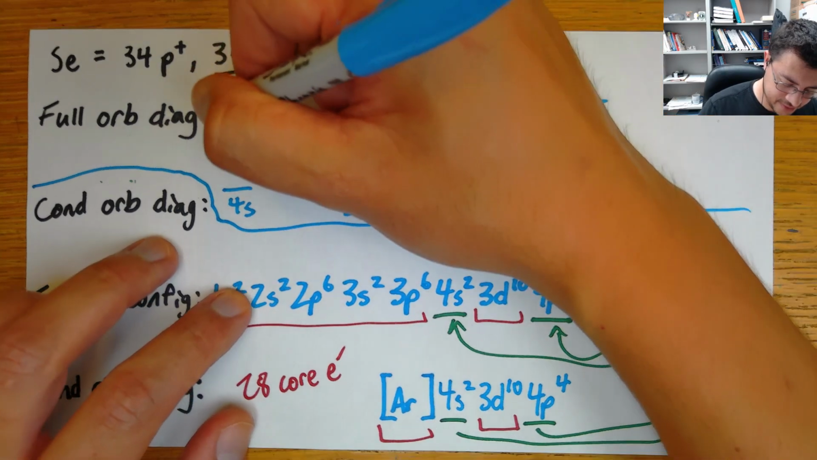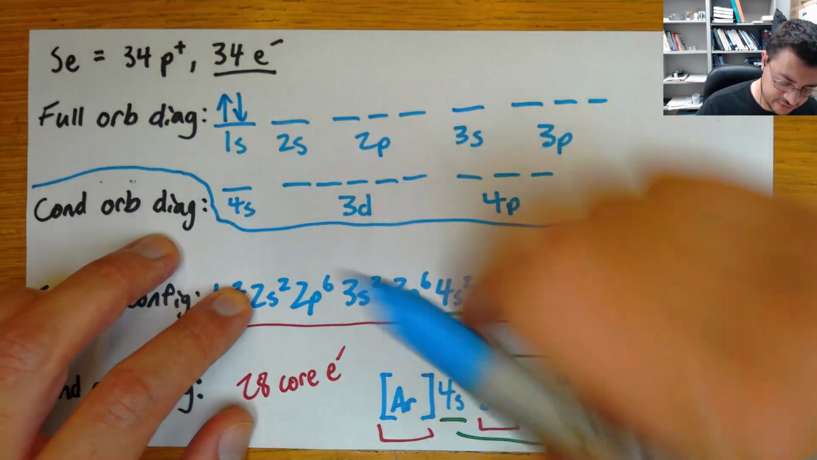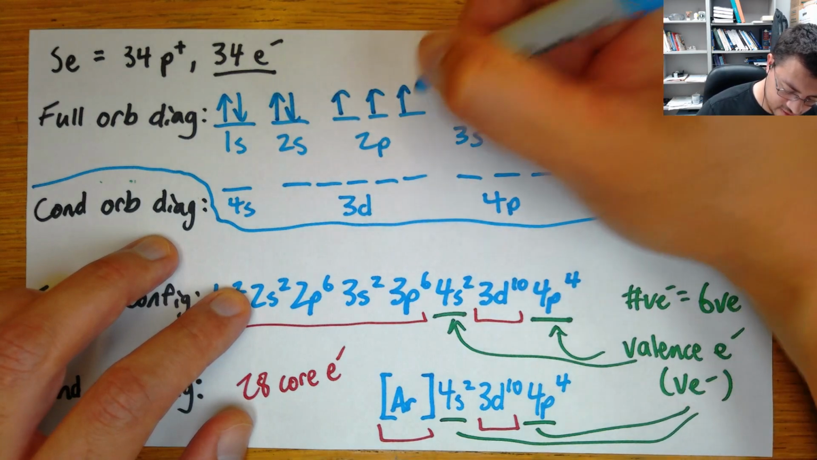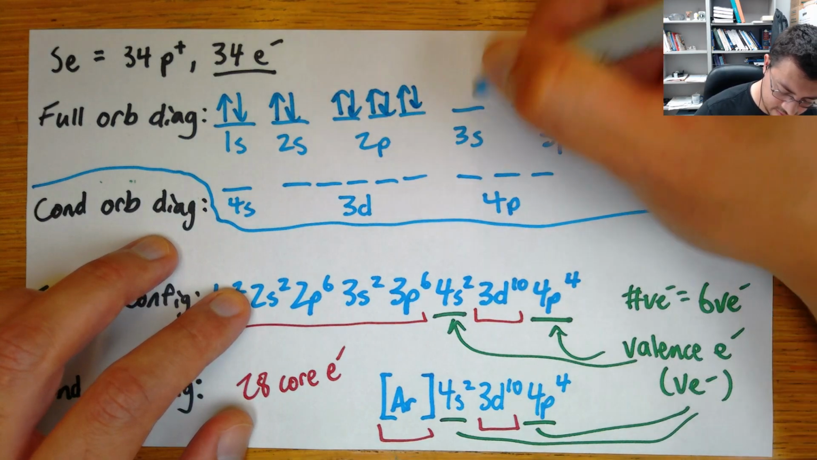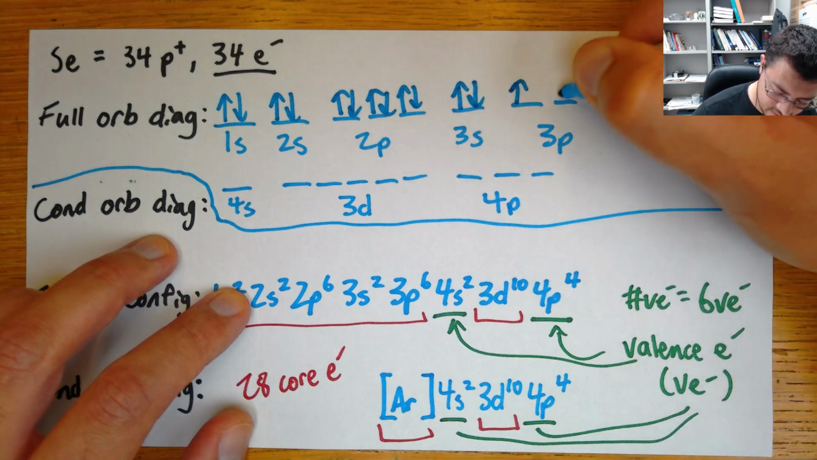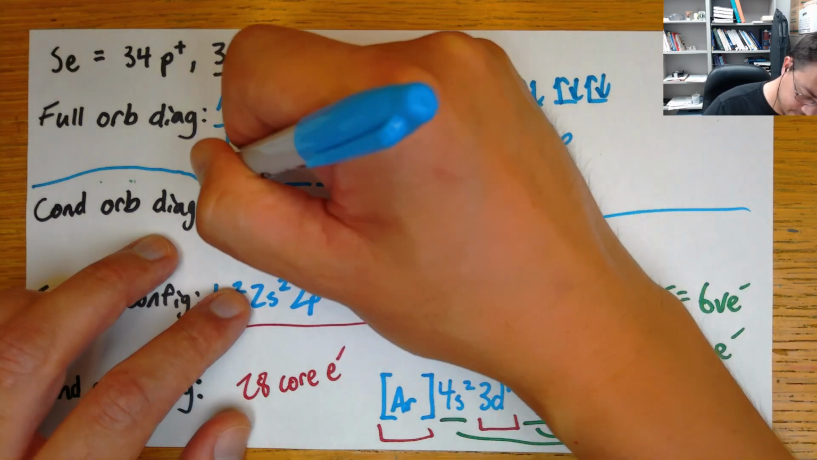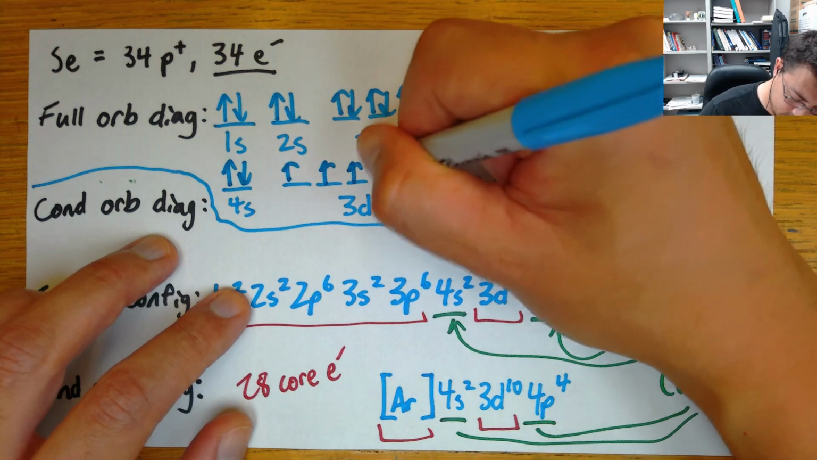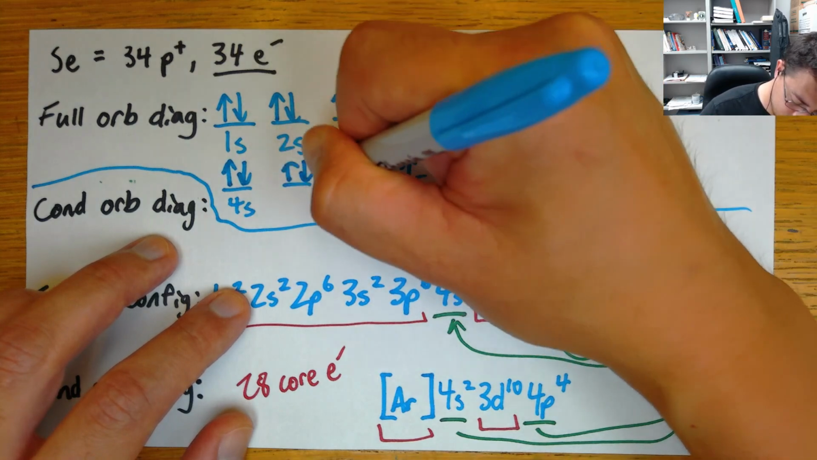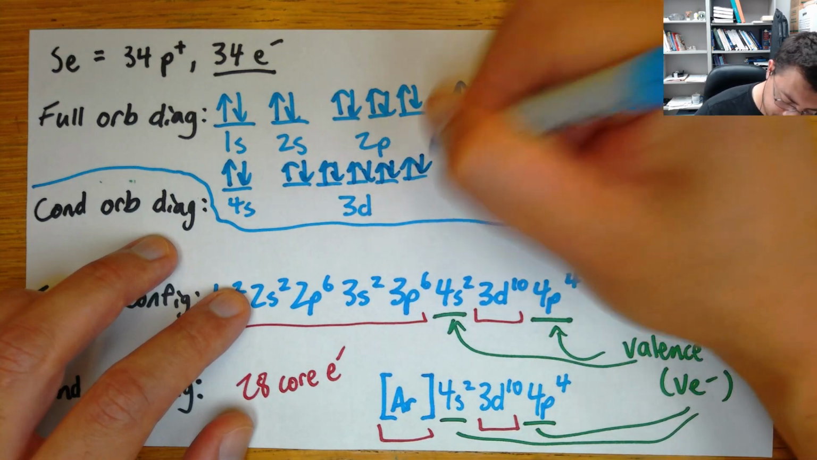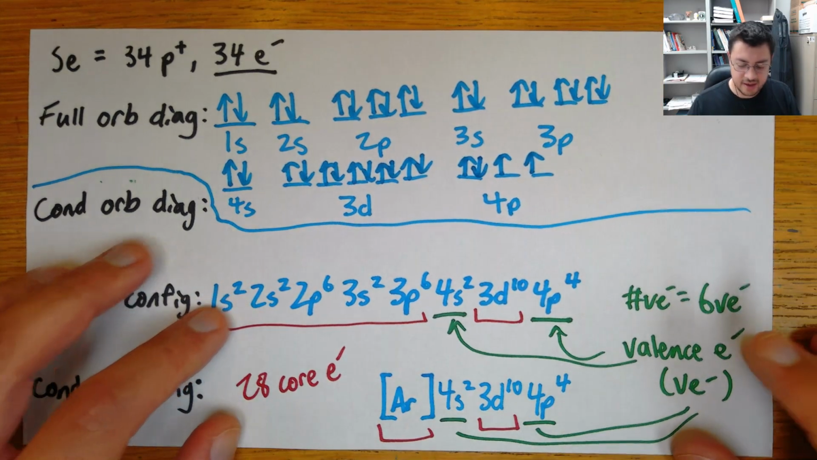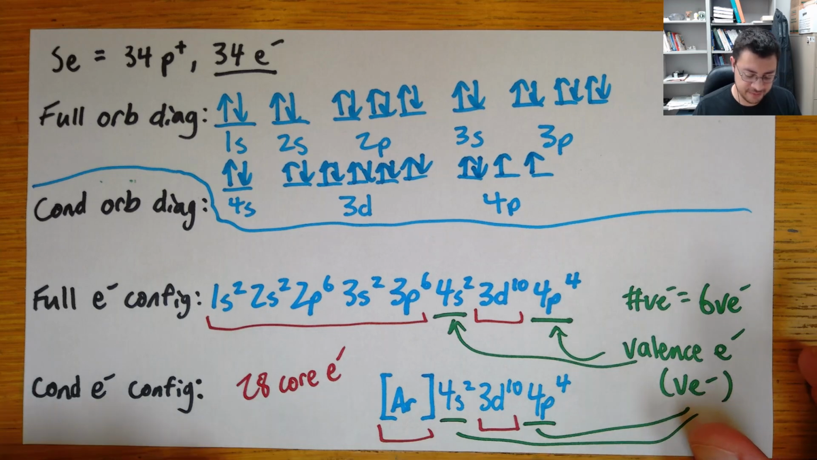1, 2, we have to go to 34. 3, 4, 5, 6, 7, 8, 9, 10, 12, 18, 20, 30, 31, 32, 33, 34. All right, there it is, selenium.